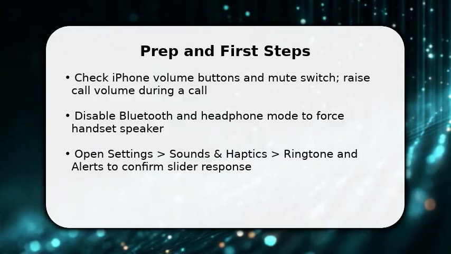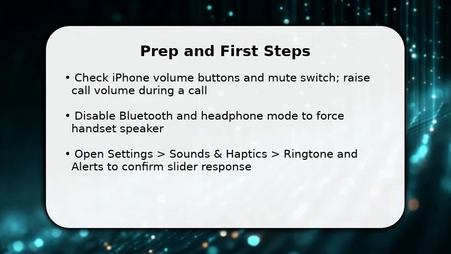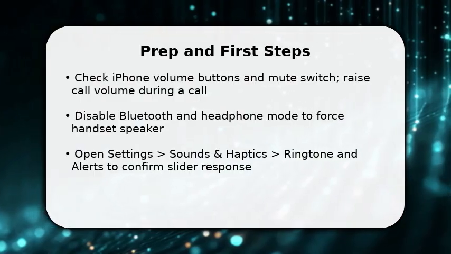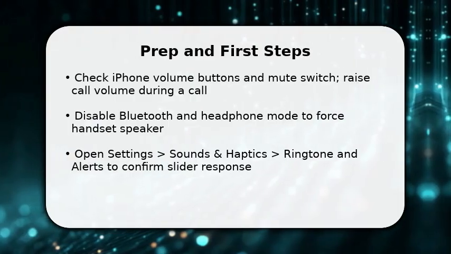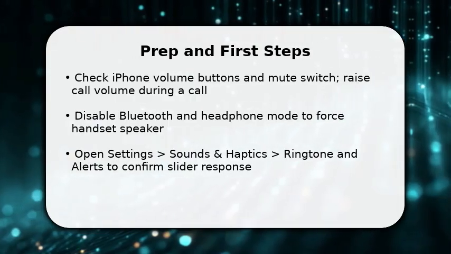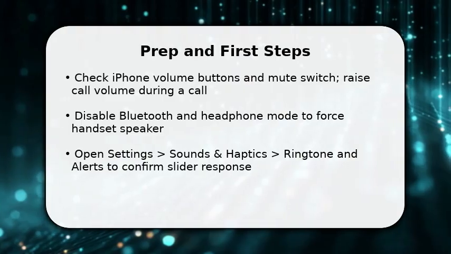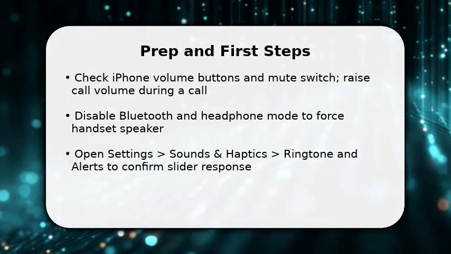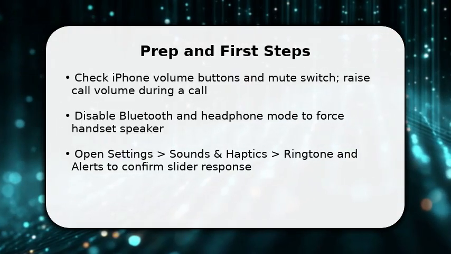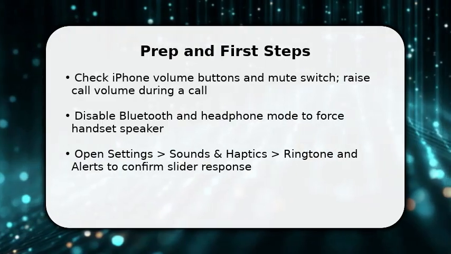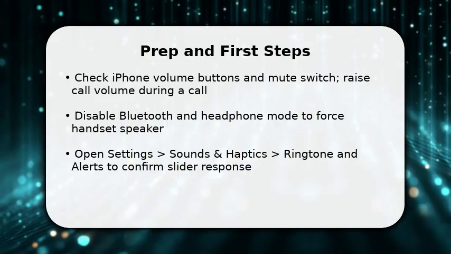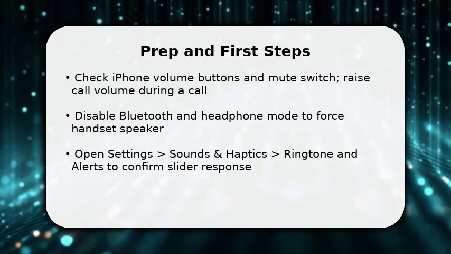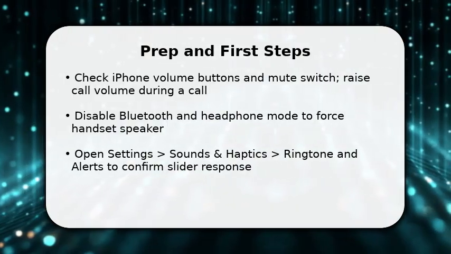You begin by ensuring the basics are active: hardware buttons, mute switch off, and no Bluetooth audio connected. During a live call, press the volume up button to set the in-call level. This is distinct from ringtone volume. Once done, open settings to sounds and haptics and move the ringtone and alert slider to verify the phone responds. Doing this confirms the system recognizes your input and rules out simple physical or routing issues before deeper steps.